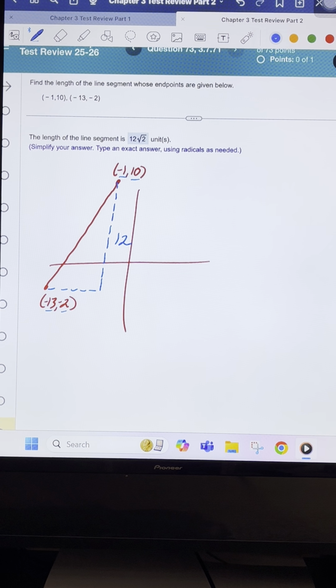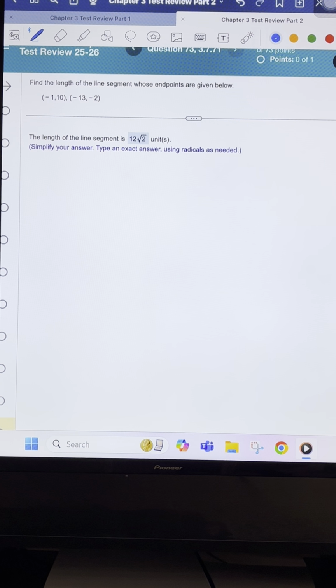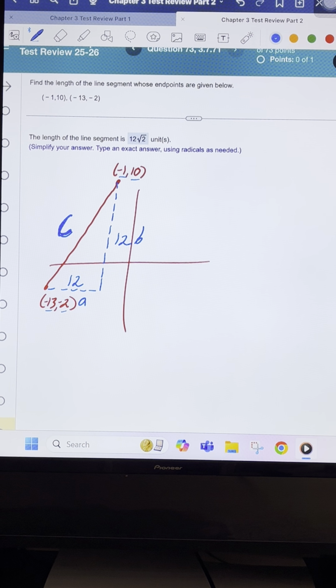So what is the distance from 10 to -2? That is 12. What's the distance from -1 to -13? That is 12 again, 12. Now, this is my C, this is my A, this is my B, with the Pythagorean theorem, right? And now I do my Pythagorean theorem. And what are we trying to solve for? We're trying to solve for C.